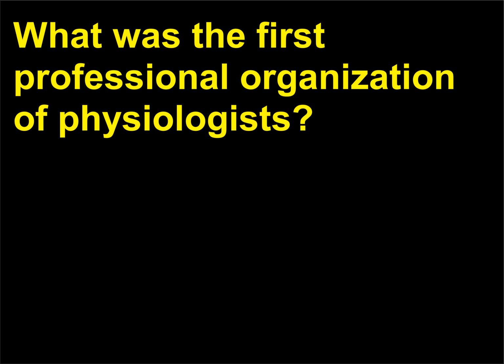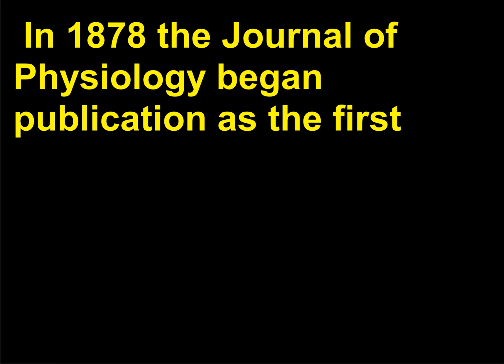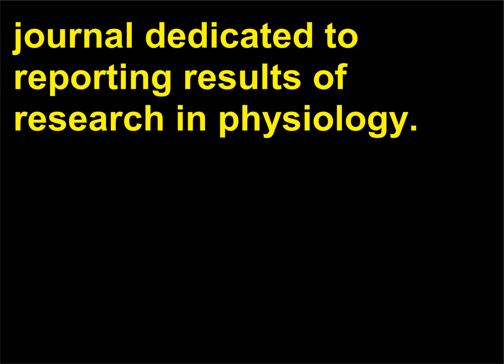What was the first professional organization of physiologists? The first organization of physiologists was the Physiological Society, founded in 1876 in England. In 1878 the Journal of Physiology began publication as the first journal dedicated to reporting results of research in physiology.